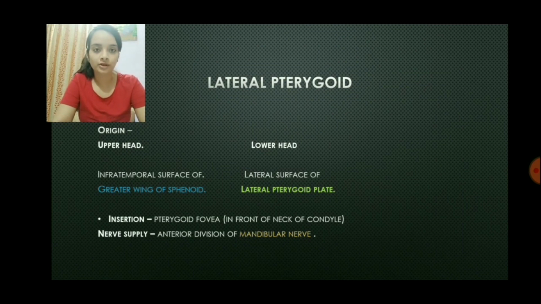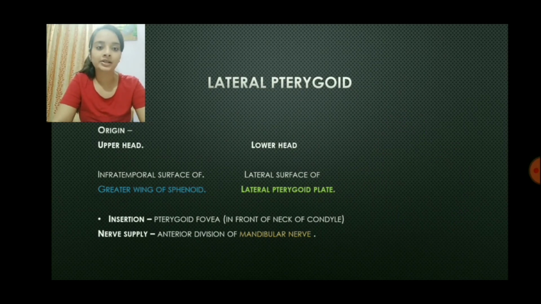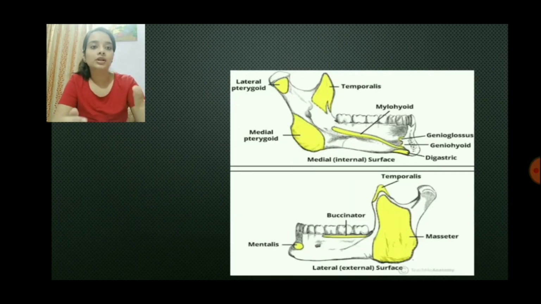Where is the pterygoid fovea located? Pterygoid fovea is located on the front of the neck of the condyle. Nerve supply is again the same, anterior division of the mandibular nerve. Now, in this diagram, you can very well appreciate all the attachments of the muscles of mastication to the mandible.